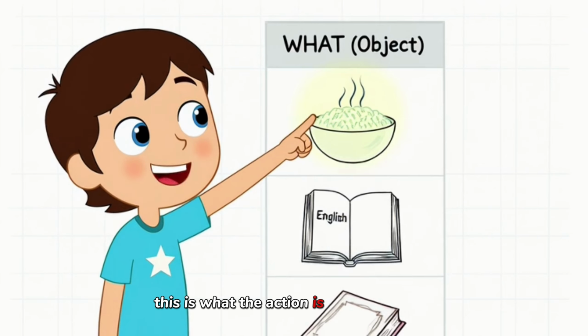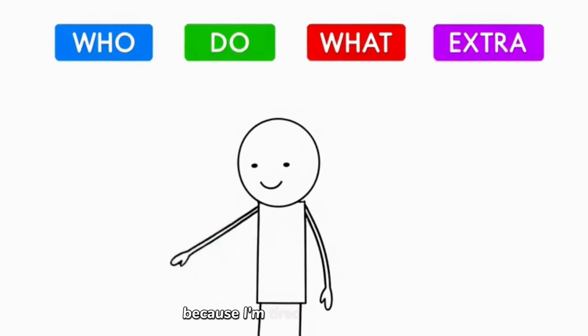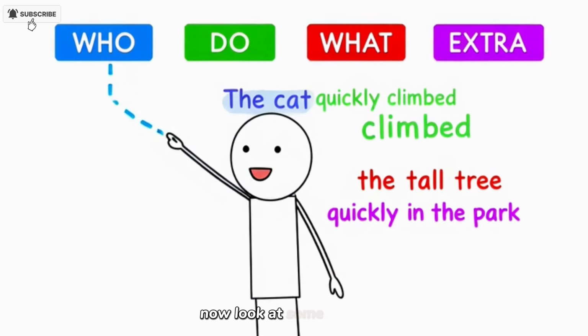Point 4. Extra. Details. This is your bonus information. When? Yesterday. Every day. At 7 a.m. Where? At home. In London. At the office. How? Quickly. Carefully. Slowly. Why? Because I'm tired. To learn English.